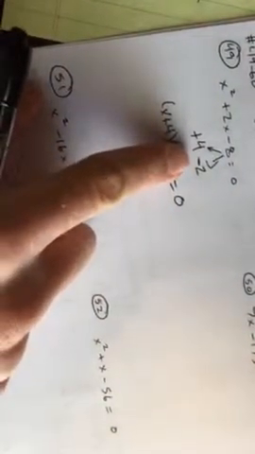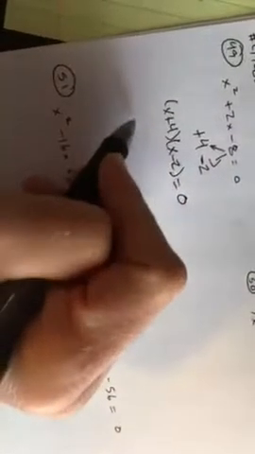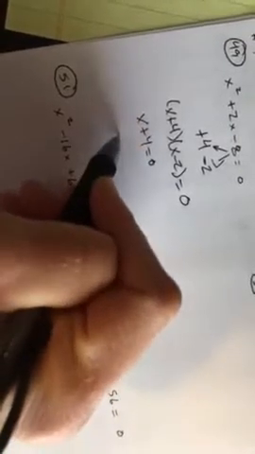If the middle term is positive, the bigger factor is positive, the smaller factor is negative. So you're going to have x plus 4, x minus 2 equals 0. Just use the cover-up method. x plus 4 equals 0. If x plus 4 equals 0, you get x is negative 4 as one of your solutions.